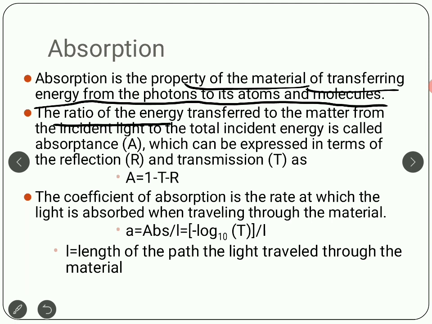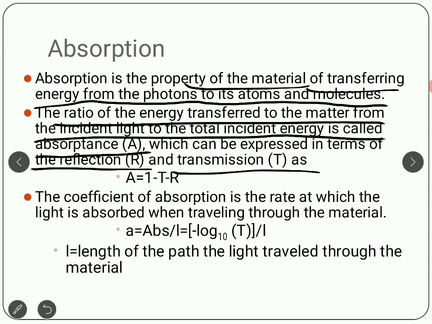So the ratio of the energy transferred to the matter from the incident light to the total incident energy is called absorbance. So this should be absorbance, it's not absorptance, or we can actually call it that also. But usually we have the ratio of the energy transferred to the matter from the incident light, so how much energy is transferred to the matter to how much energy is incident on the matter, which is denoted as A.